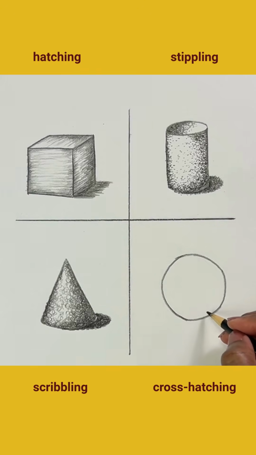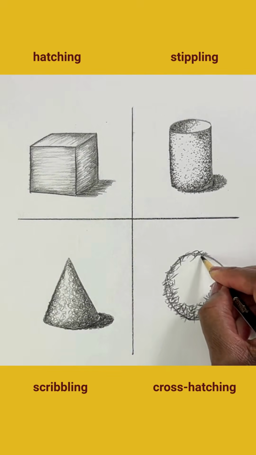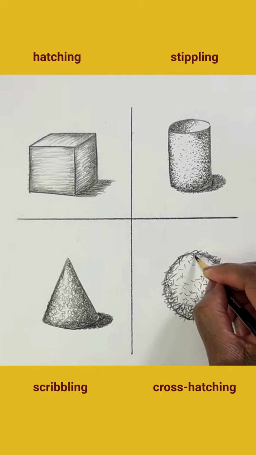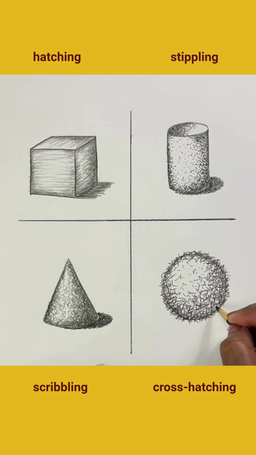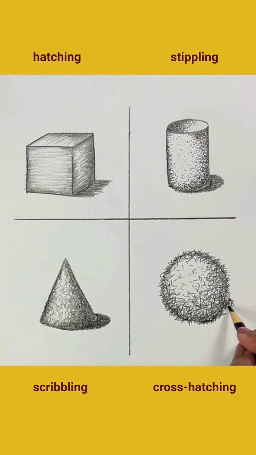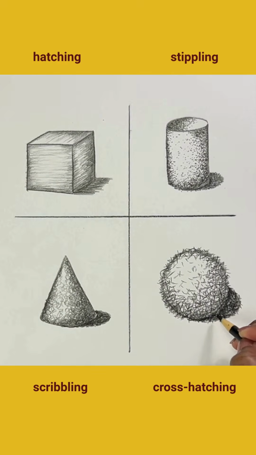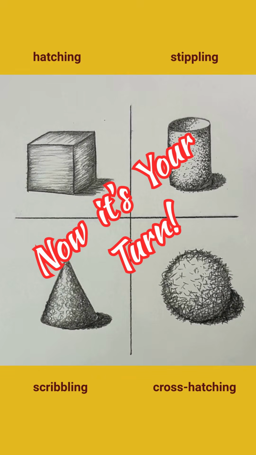I'll use the cross-hatching technique to add texture to the sphere. It will make the sphere appear fuzzy or prickly. This works well if you're drawing something soft and fluffy, like a stuffed animal. Notice that I didn't change the shape, I only changed the marks, and that completely changed what the object looks like.